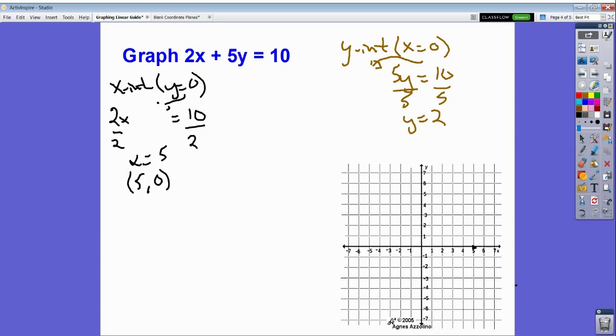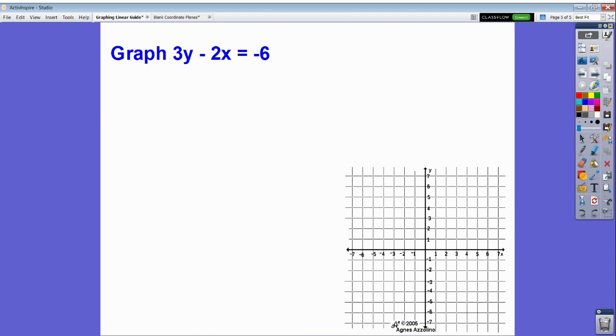We have to write it as an ordered pair. So we have 0, 2. So I go to my graph. I find 2 on the y. And bam, I have my 2 points. So it's going to look something like that. So again, all you have to do is find the x-intercept, find the y-intercept, and plot. So let's do one more.